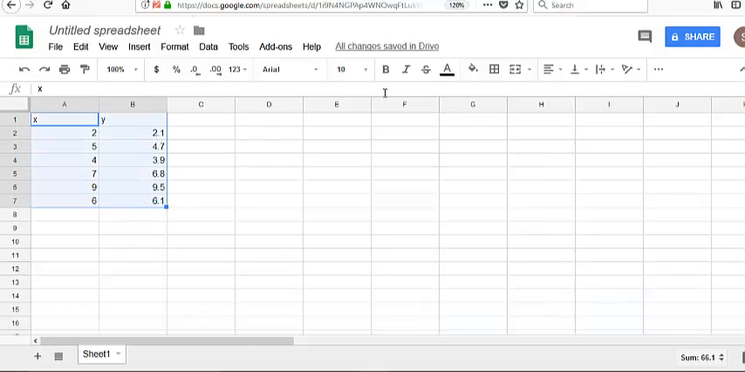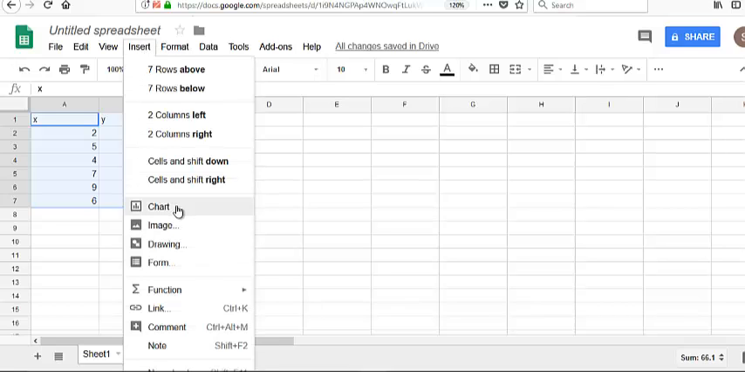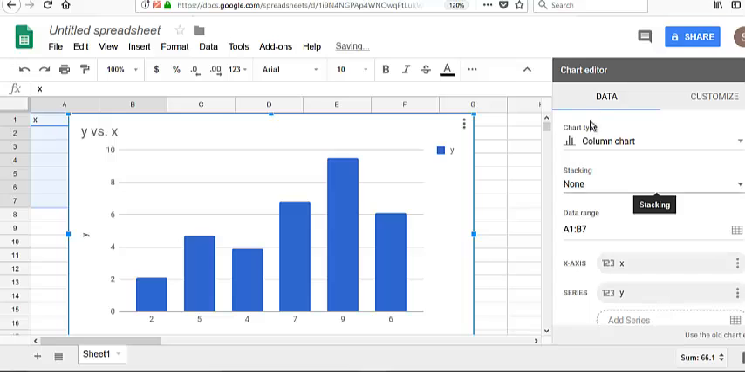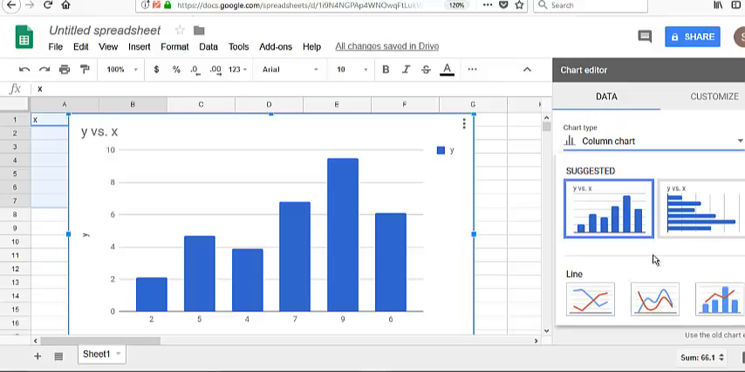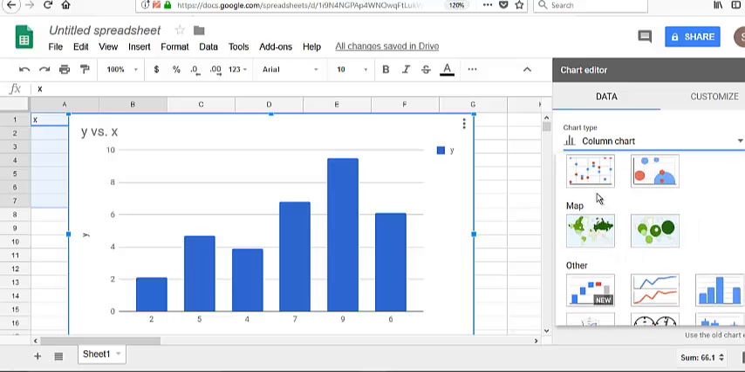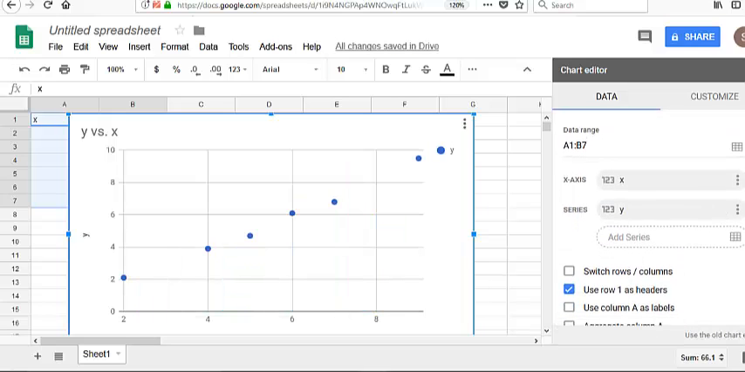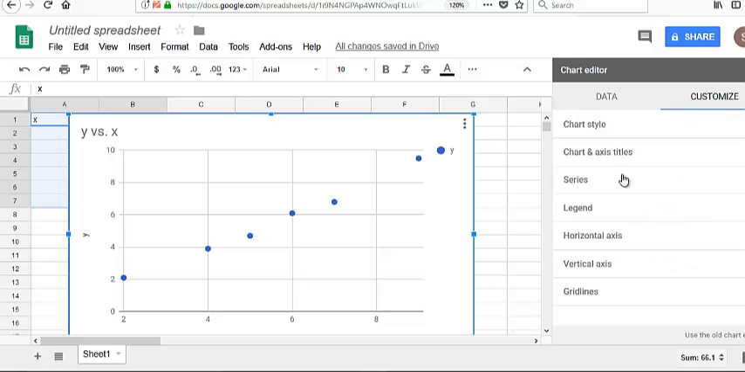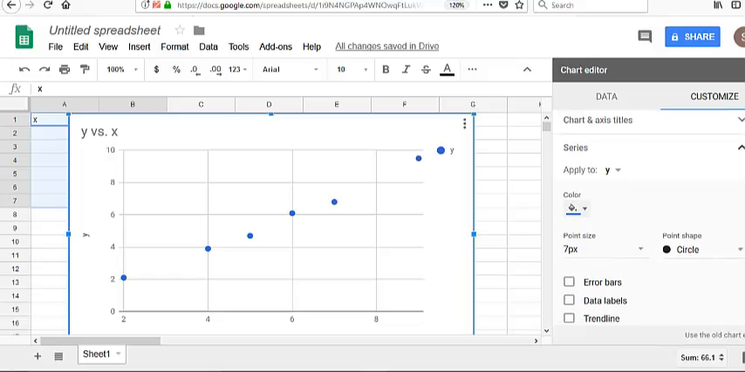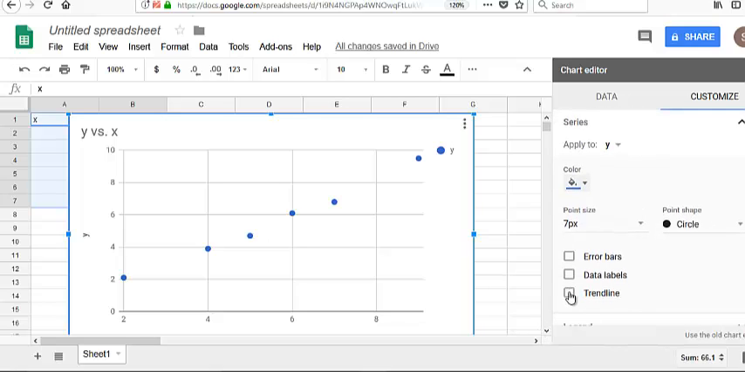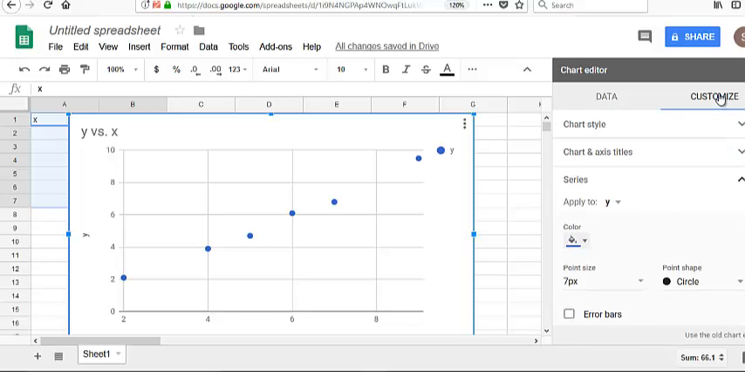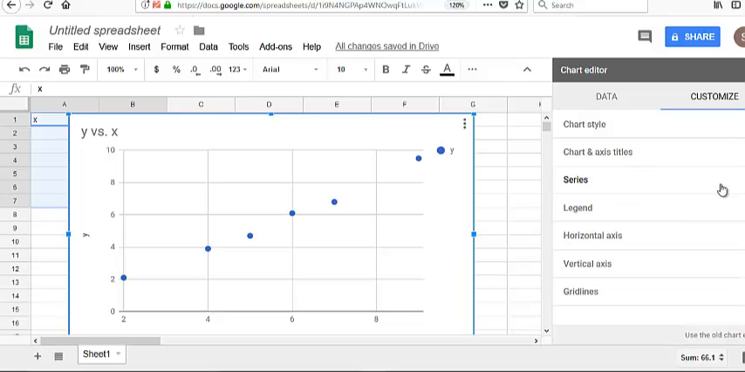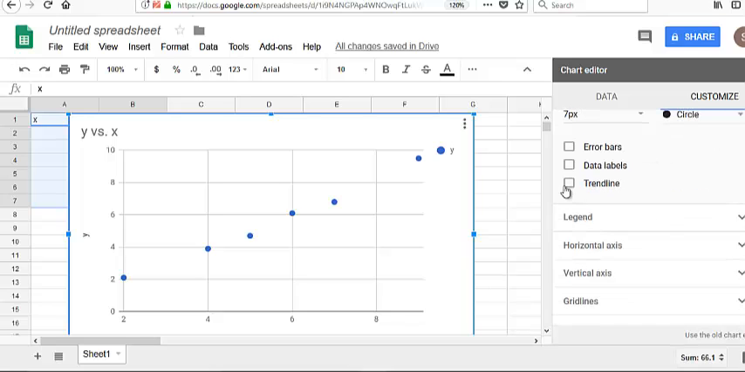It might have been when I first inserted the chart that it gave me that choice. So again, I'm going to change this to a scatter plot. And there we go. So you click series and trend line. Okay, so that's all you have to do. You can't use right click. You have to go into customize, series, go down, pick trend line, and there it is.